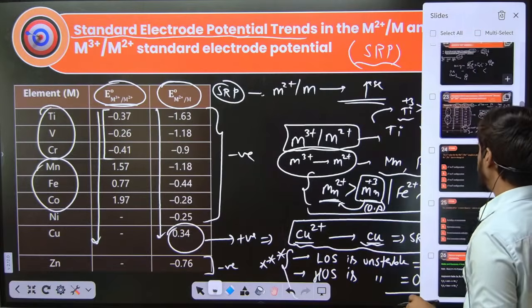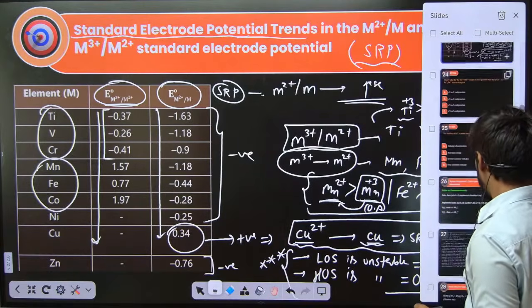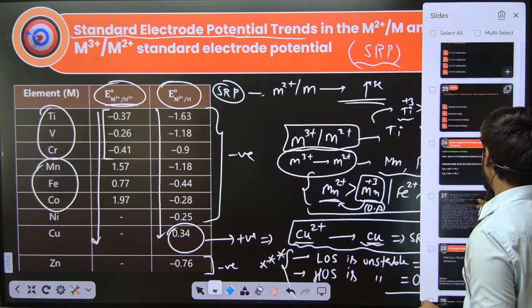So we can remember this. Next, which is an important one from the SRP values.